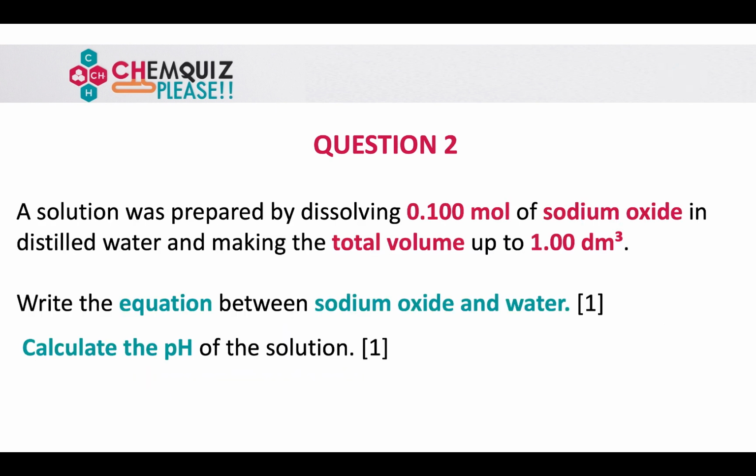Alright, moving on to question 2. A solution was made by dissolving 1 mole of sodium oxide in distilled water, making the total volume up to 1 cubic decimeter. Your task is to write the equation for the reaction between sodium oxide and water, and then calculate the pH of the solution.